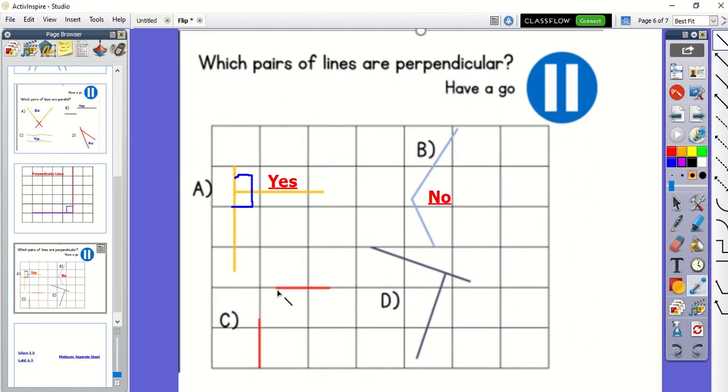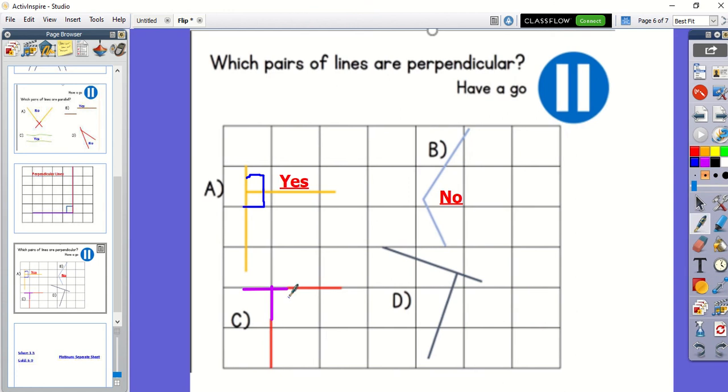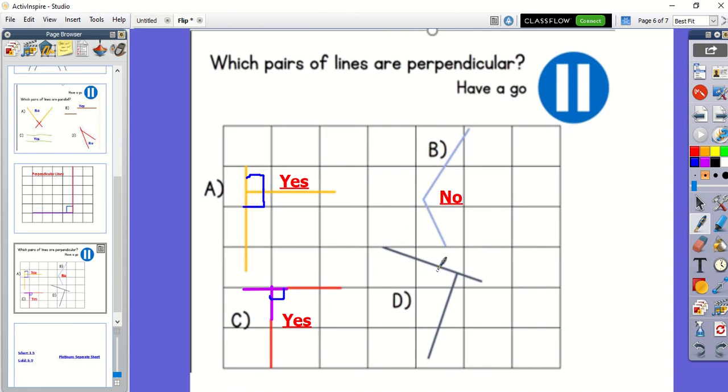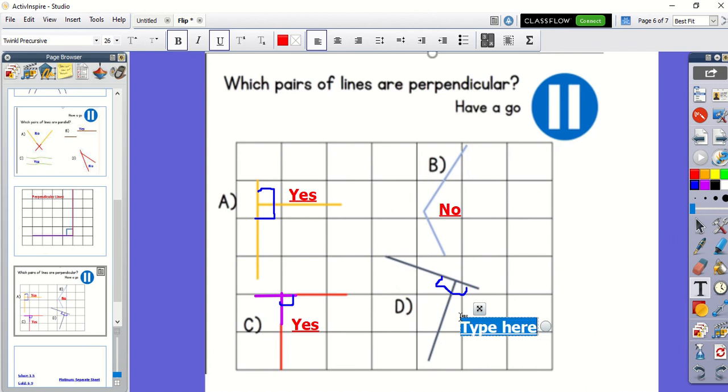C, well, the lines aren't touching, but if I carried the lines on, they do meet. Do they make a right angle? Yes, they do. So C is perpendicular. And D, well, it's not very straight compared to the lines, but can I make a right angle? Yes, I can. I can make 2 right angles. So yes, D is also perpendicular.